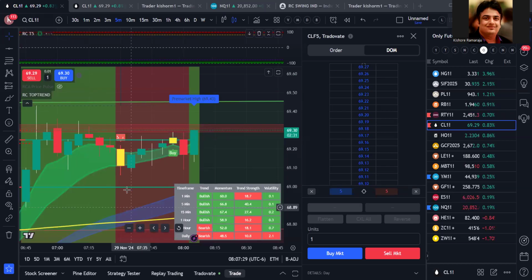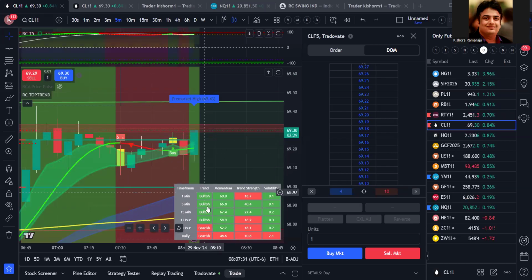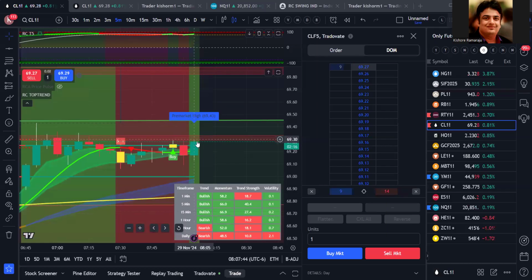So now I got a buy on crude oil. Right? Trend is bullish in 1, 5, 15, 1 hour. Momentum is green. There is trend strength in 5 minutes. It is nearly close to 20. So if it breaks this resistance, then there is a high possibility for crude oil to go all the way to the top.